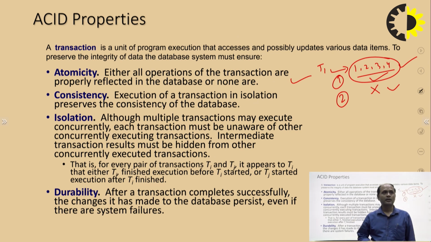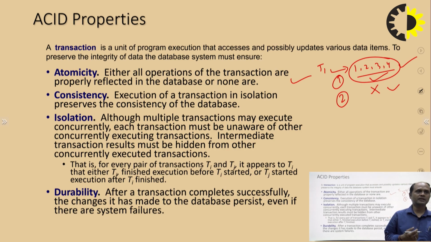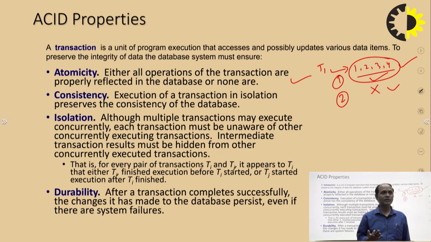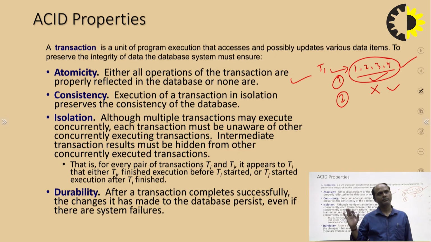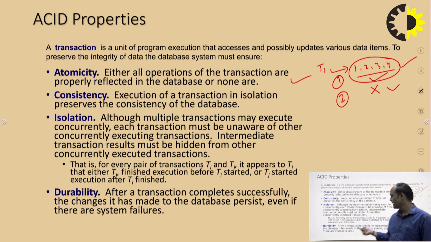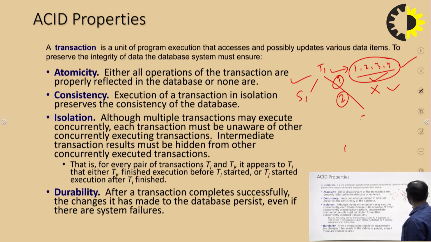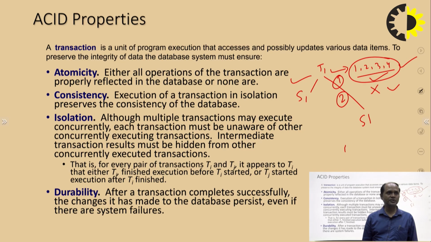Now next is consistency. What do you mean by consistency? Consistency means execution of a transaction in isolation preserves the consistency of a database. Suppose we have a database with some states and structures, and consistency means all the properties and structures of the database are preserved. Suppose we have a state S1 before the transaction. After the transaction, it is also S1, not changed. So this is called consistency.